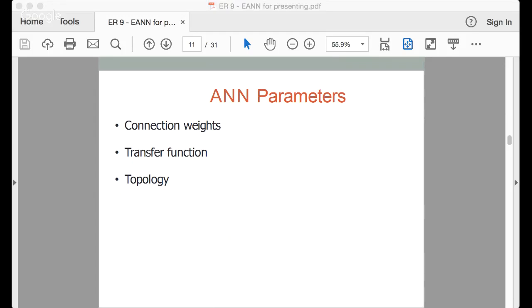So what are the parameters of artificial neural networks? Connection weights, transfer functions, and topology.